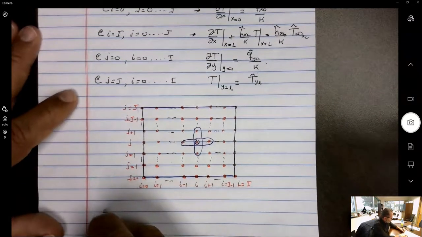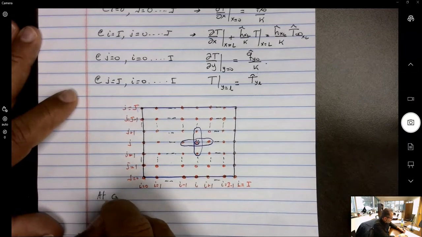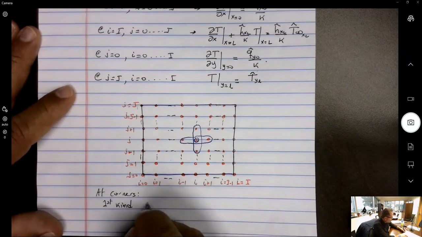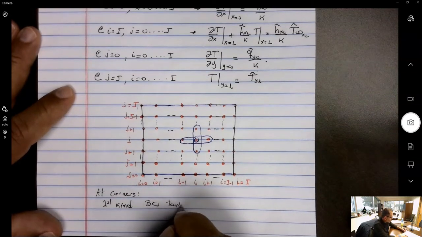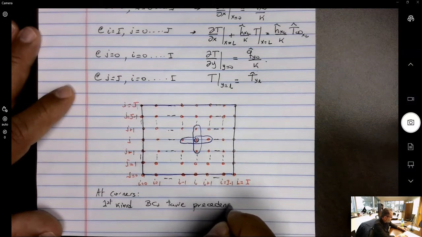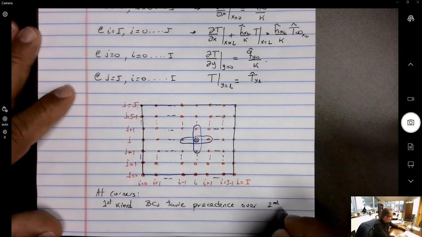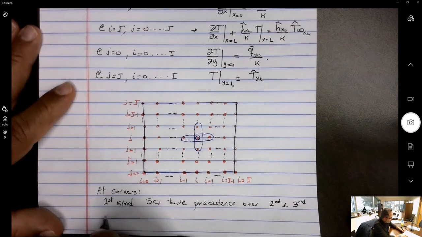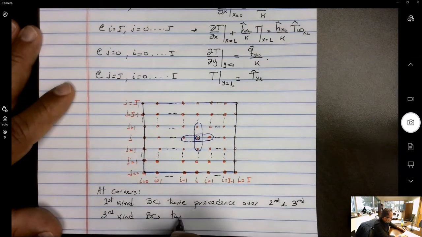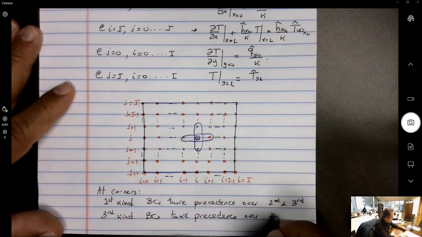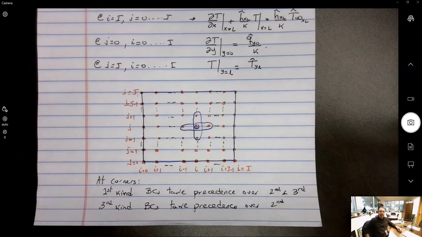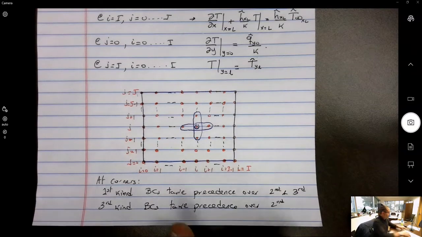So, first kind condition, first at corners, first kind BCs take precedence over second and third, and third kind condition BCs take precedence over second kind. So that's just a rule that you can use to do this appropriately.